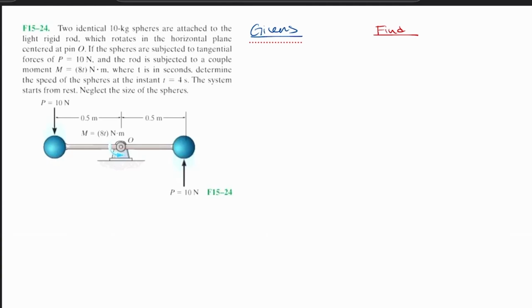Notice also the system starts from rest, and we have to neglect the size of the spheres. And notice the distance from the spheres to point O is 0.5 meters. So let's write down the givens. The mass of the spheres is 10 kilograms for each sphere. The force acting on the spheres is 10 newtons. We know the couple moment given right there is a function of time, AT, in newton meters.